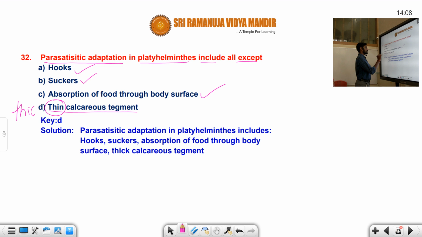This we also discussed in the previous class. So the correct option for this 32 is D. It is the except question, because actually thick is present, not thin. So thin calcareous tegument is the incorrect option for parasitic adaptation in Platyhelminthes. The correct one is thick calcareous tegument. I hope you understand this 32.